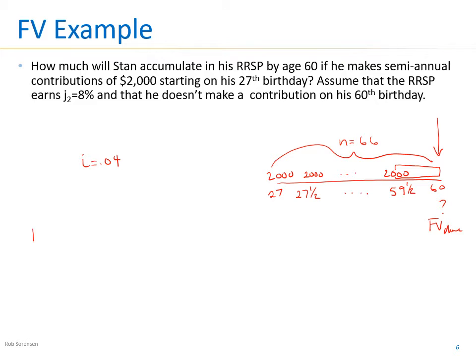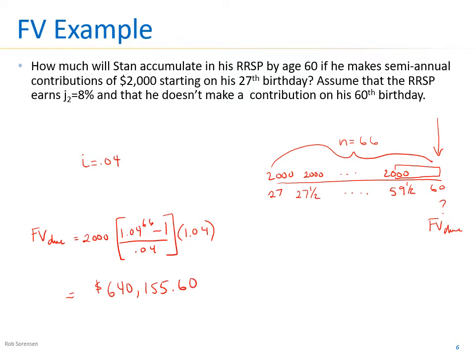I want to calculate the future value due, and that's 2,000 times 1.04 to the power of 66 minus 1 over 0.04, and then all of that gets carried forward one period. That's the full formula for an annuity due, and that gives me $640,155.60. That's all we have to do.